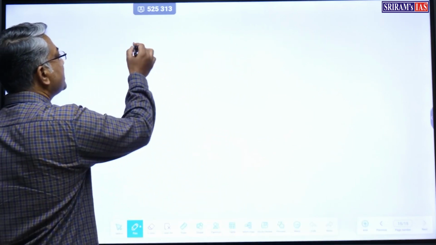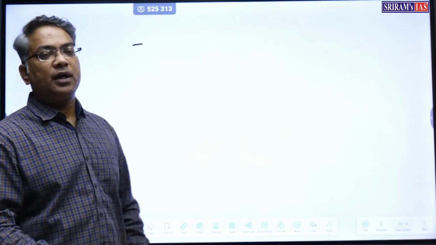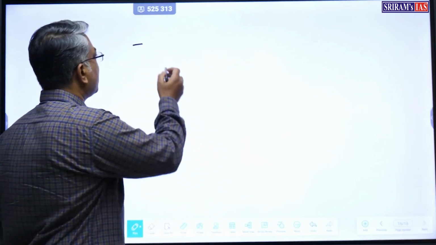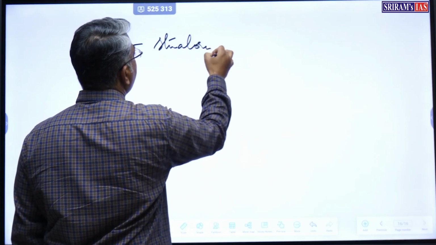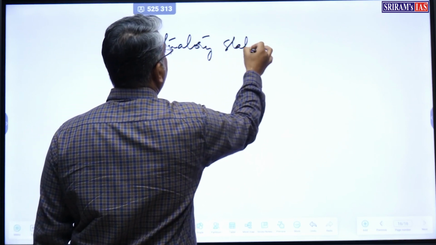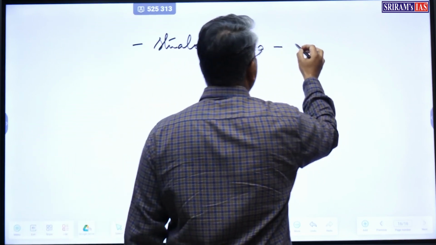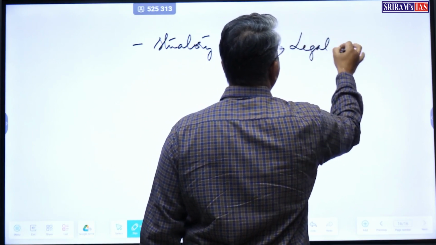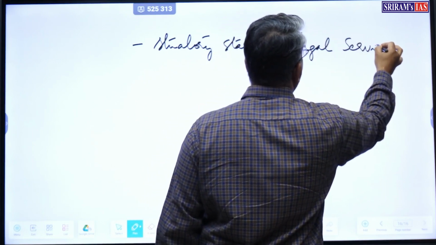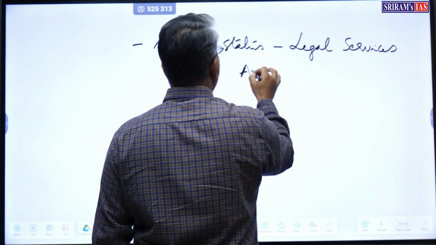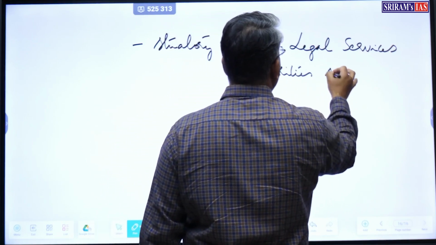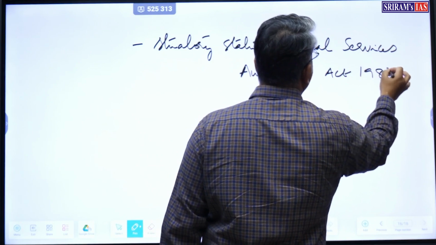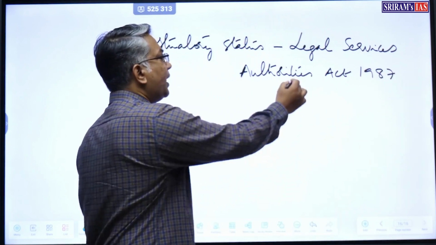So, how is the Lok Adalat established? Whether it's a statutory body or a constitutional body. Lok Adalat has been given a statutory status under the Legal Services Authorities Act 1987, enacted by the Parliament.